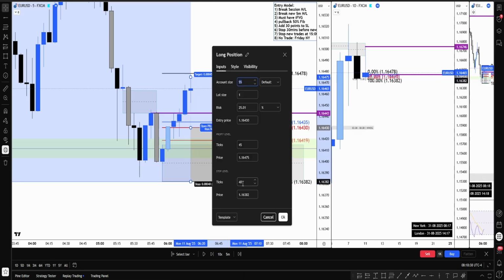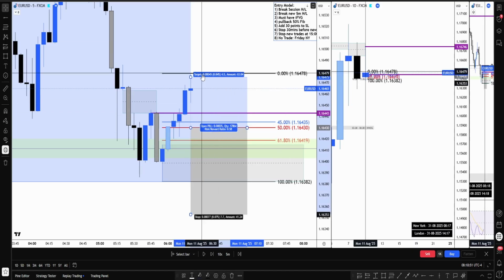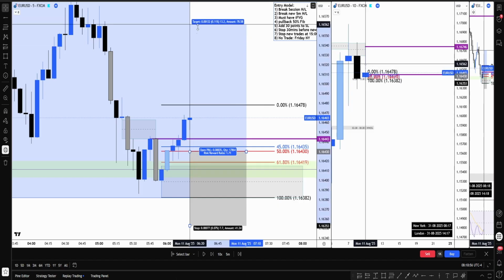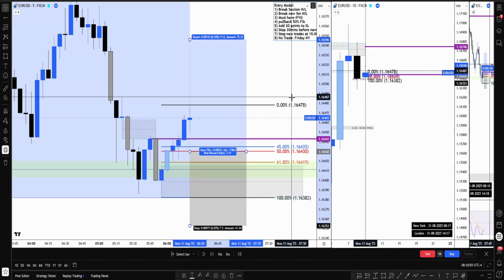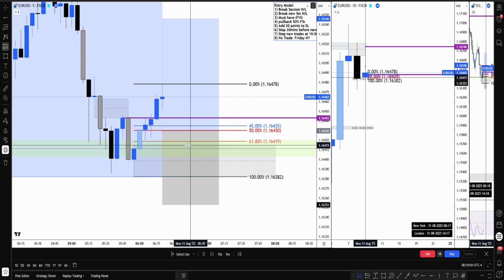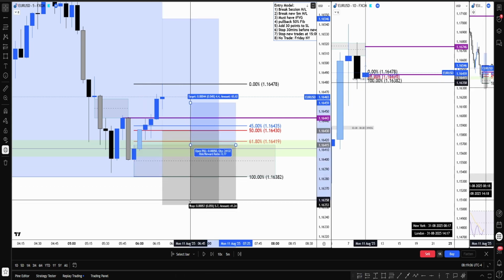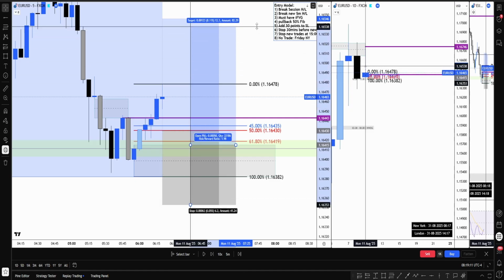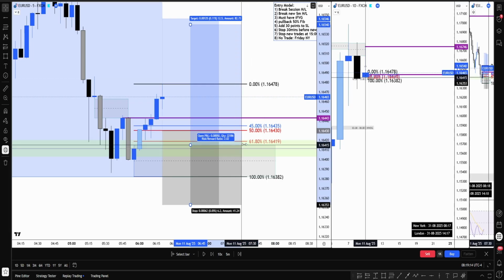All right, so that's 48. So 78. Did I not say? Oh, sorry, 47. 77. Now we aim for 1.5. And we enter off that candle for the order block trade. We aim for 2 risk to reward. There we go. So now we wait.